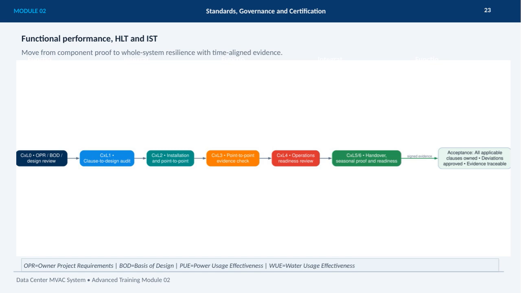This comprehensive approach ensures a robust and resilient system, critical for maintaining operational reliability in data center MVAC environments. Remember, these procedures rely on declared assumptions, with final selections requiring approved project and vendor data. Understanding this framework is essential for adhering to owner project requirements and optimizing efficiency metrics like PUE and WUE.